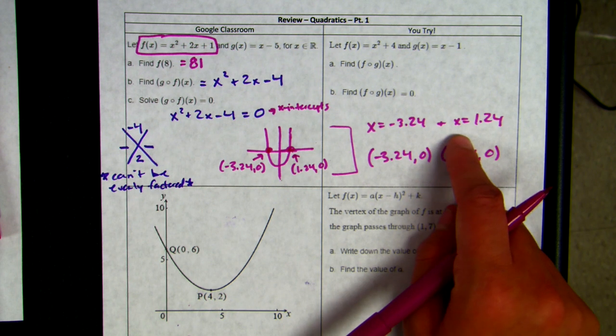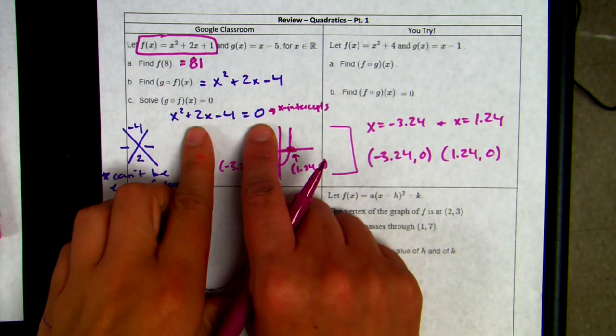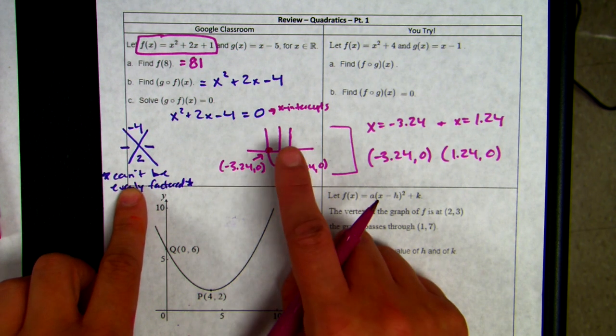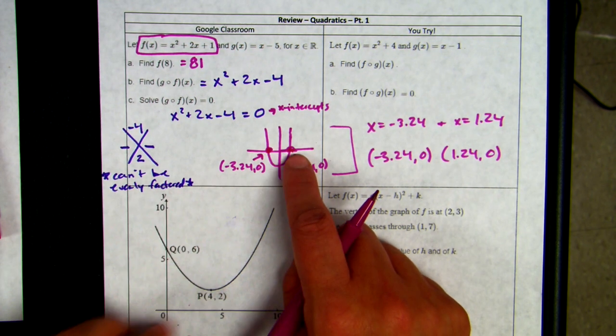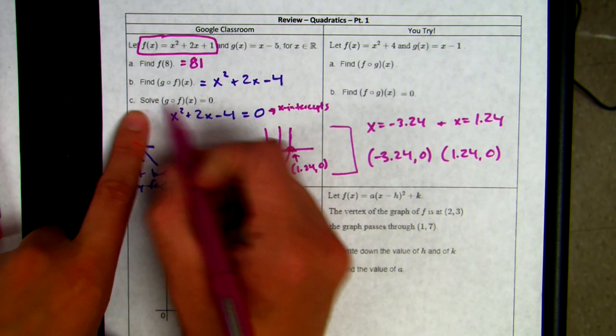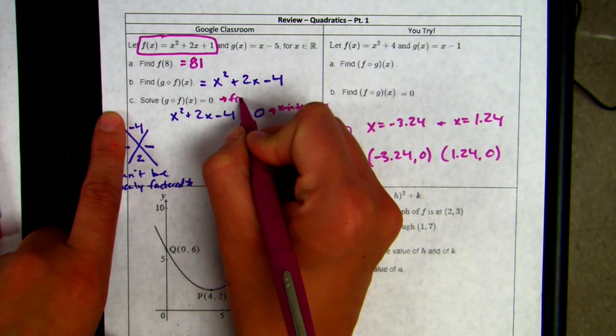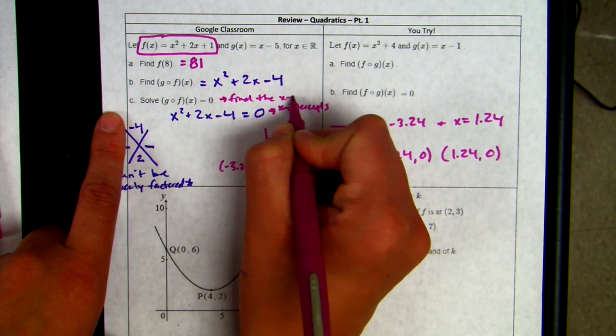So the biggest thing here is when we have a quadratic equal to 0, we can either try to factor to solve, or we can graph and look for the x-intercepts. Because when we see something like this, solve when it's equal to 0, it means find the x-intercepts.